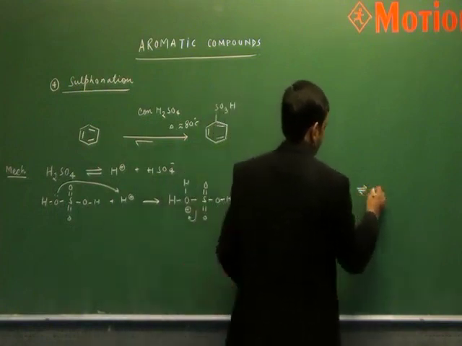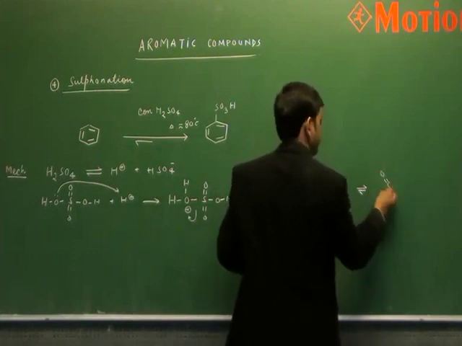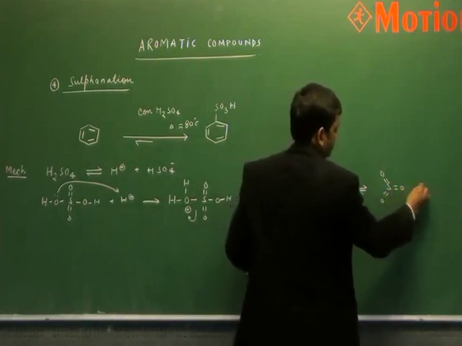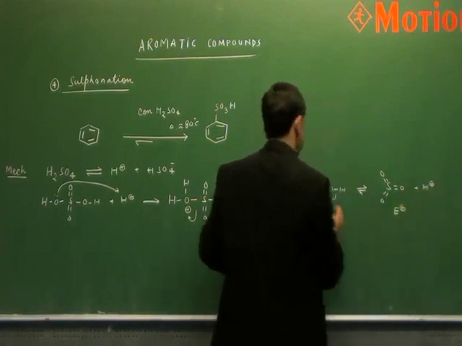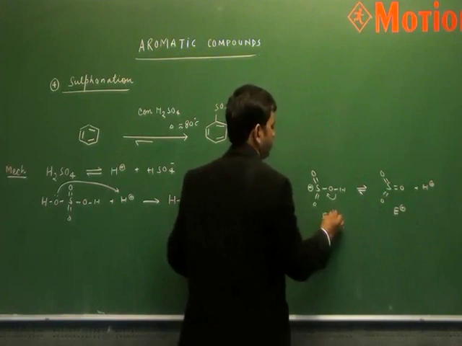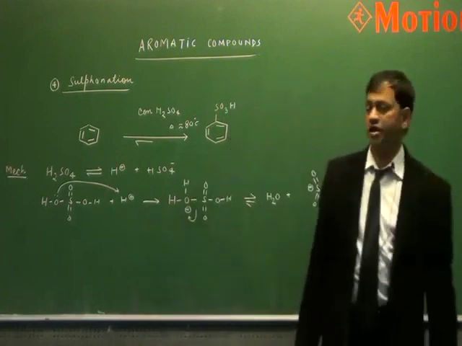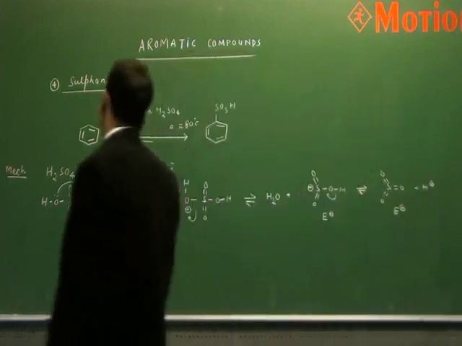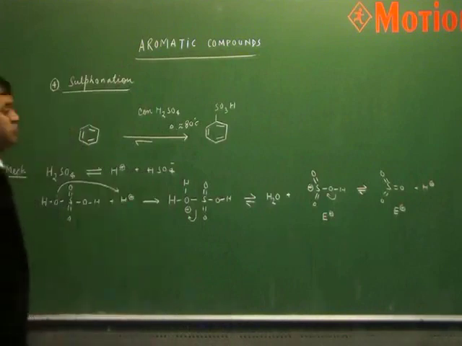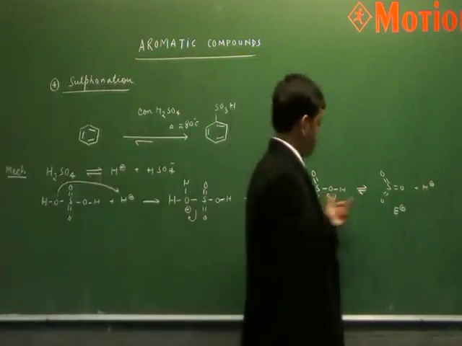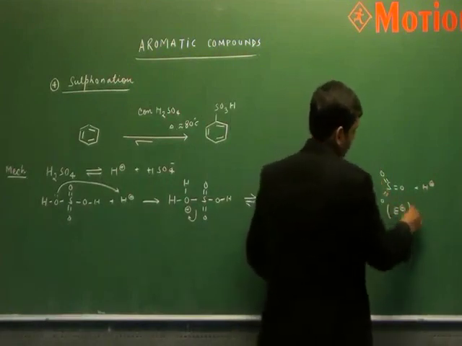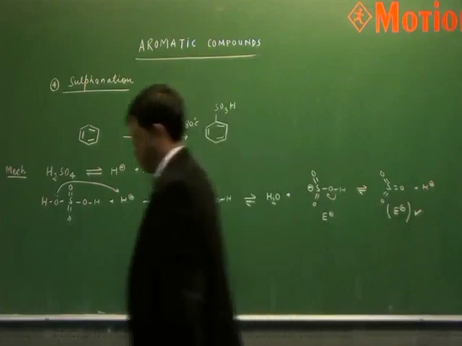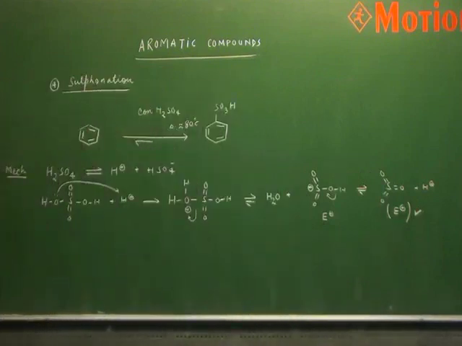Again it gives SO3 plus H plus. This acts as an electrophile. SO3 can also act as an electrophile, because it is very fast, it converts into SO3. So this acts as the electrophile in most molecules.